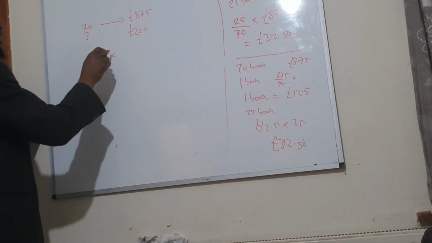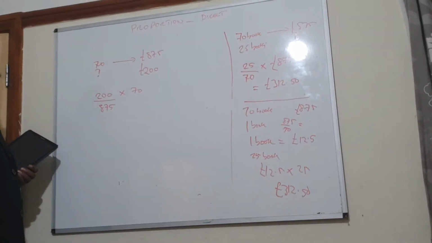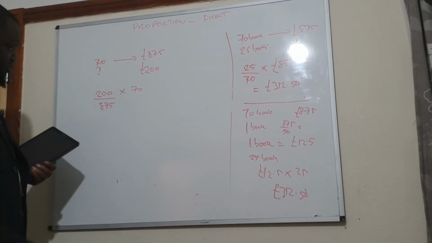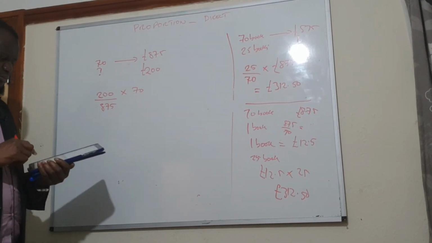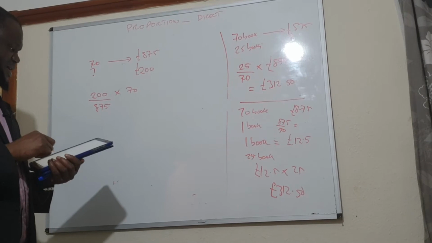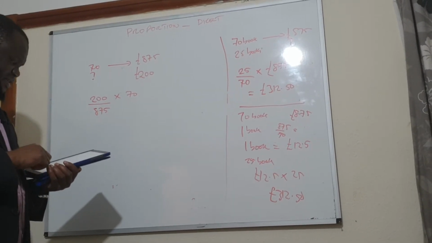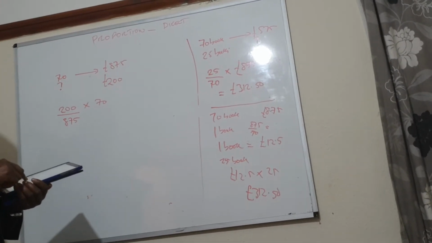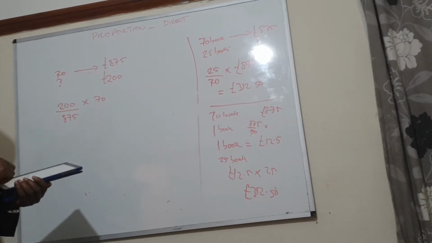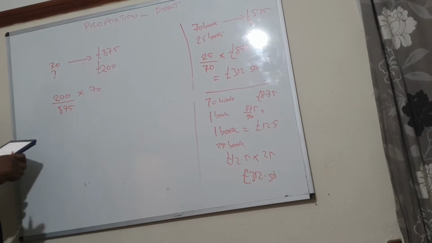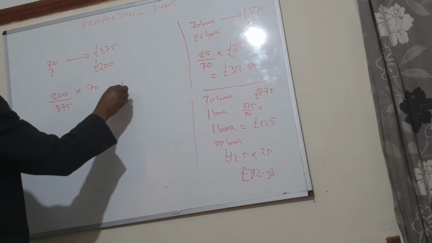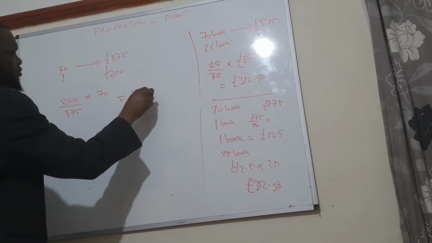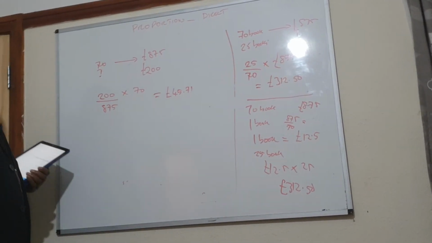875 times 70. How much would that be? Divide by 875, times 200. So that is equal to 45.71.